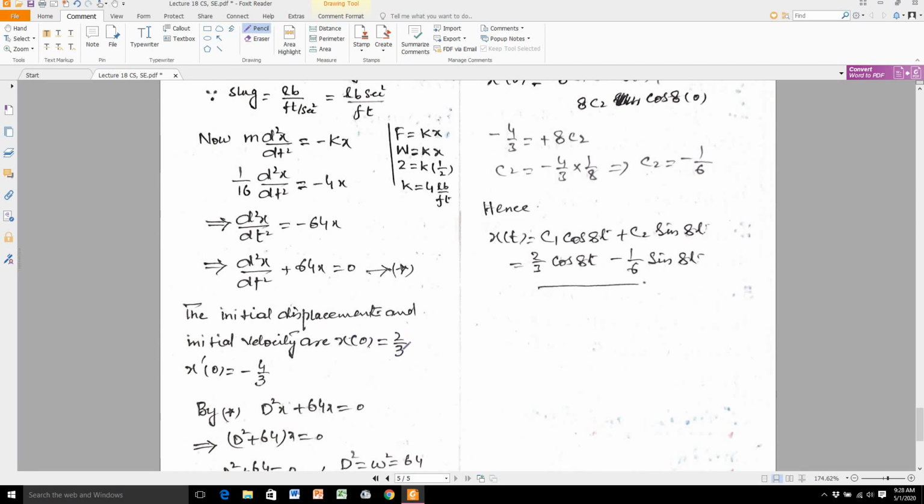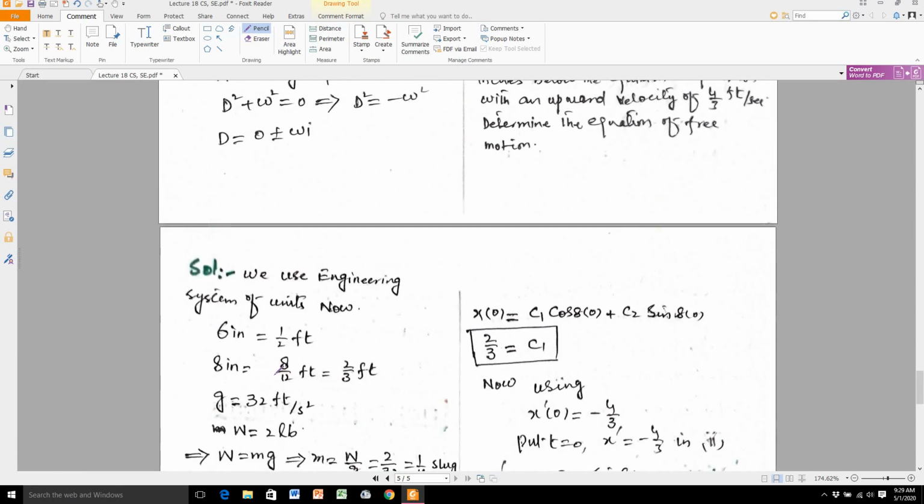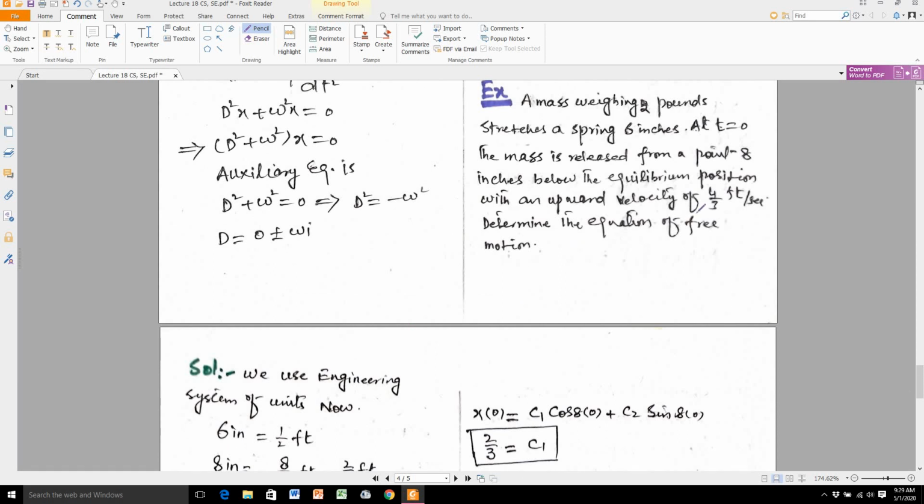We require here two initial conditions. One is the displacement and the other is the velocity. X of 0 is equal to 2 by 3, and the initial velocity is x prime of 0 is equal to minus 4 by 3. Here you see that the velocity is this, and this is the point 8 inches below the equilibrium position.